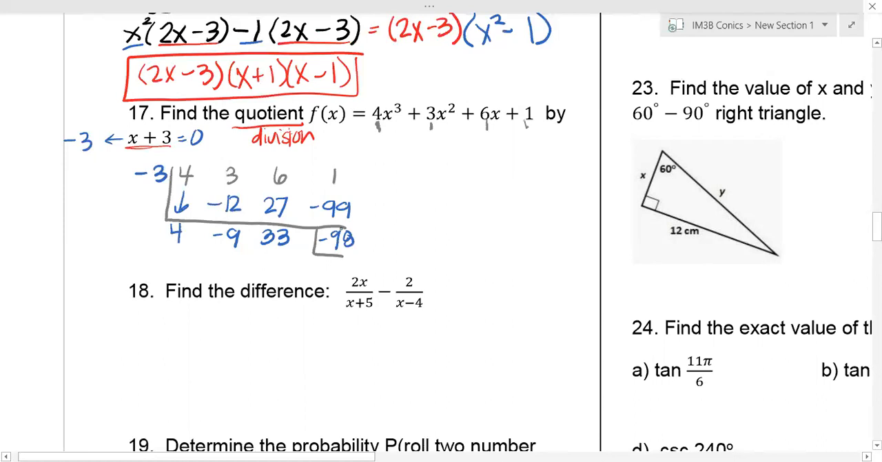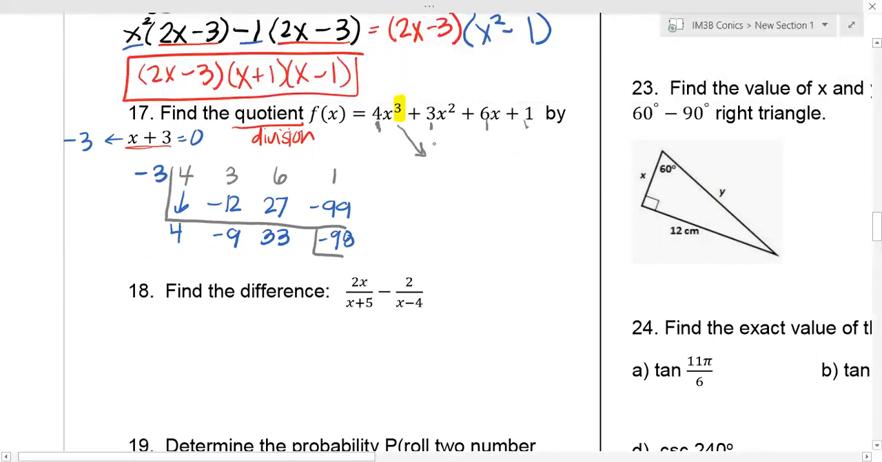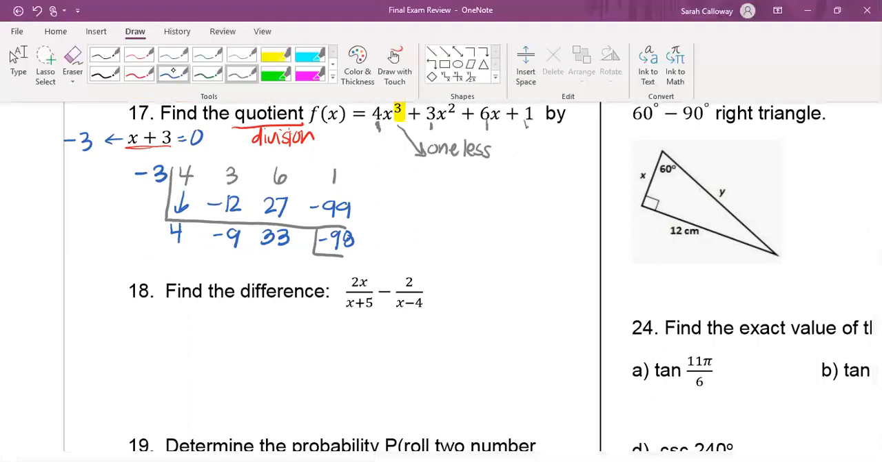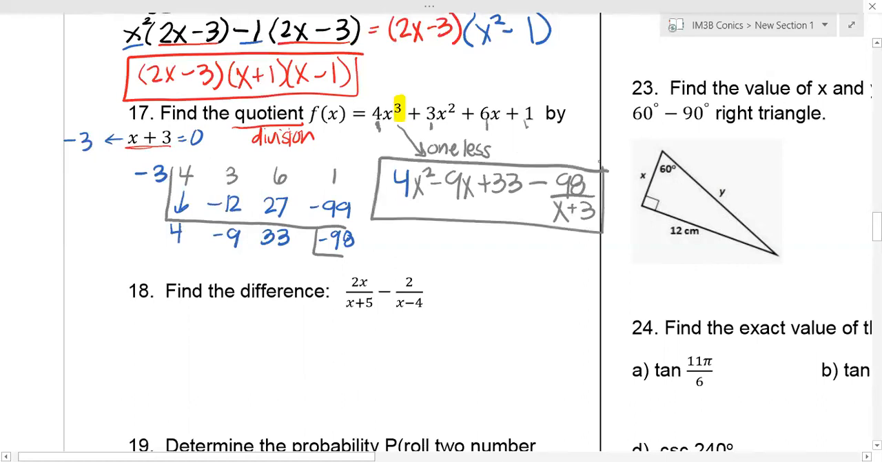So remember, the way that division works is if I was actually dividing, I would be bringing down the power by 1. So since this power here is a 3, when I write out my quotient, it's always going to be 1 less for the first one. So the coefficient on the 4 is going to be for x squared. So 4x squared, and then minus 9x plus 33. And then our remainder is negative 98. Remember, we write that over our divisor, so over the x plus 3. So that's our quotient.